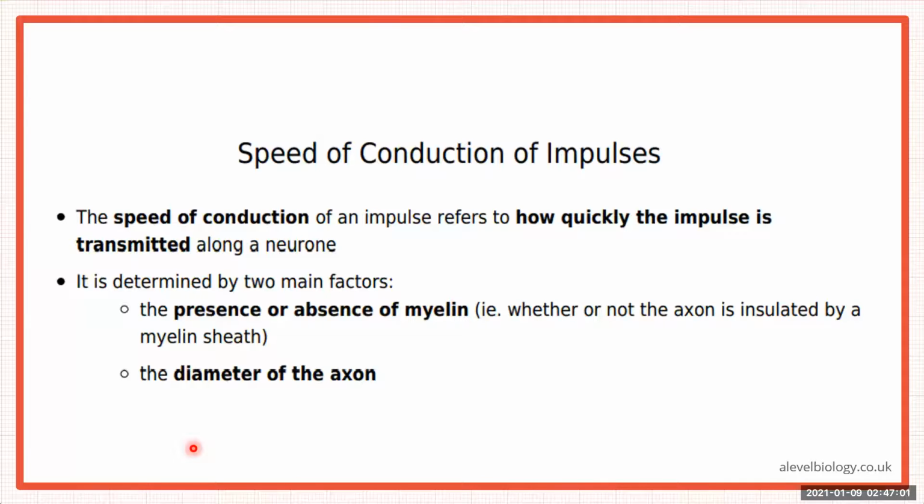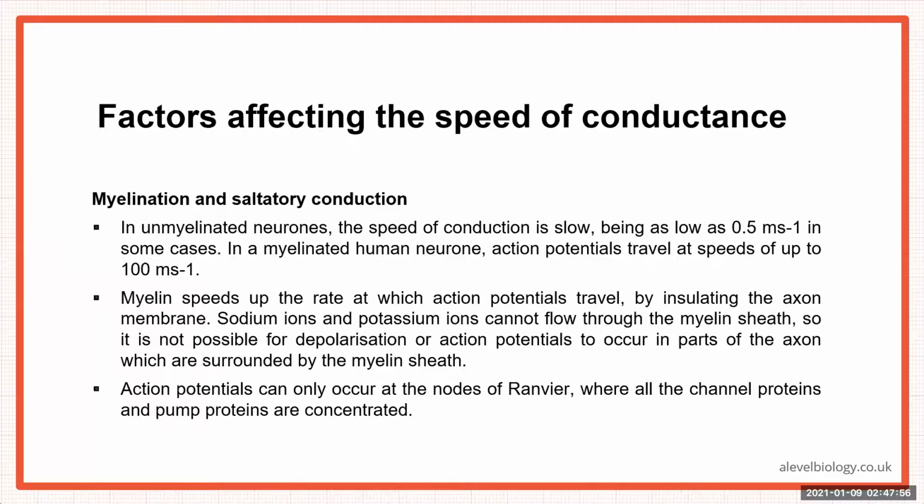Okay then, the speed of conduction of impulses refers to how quickly the impulse is transmitted along a neuron. This speed is determined by two main factors. The first is the presence or absence of myelin, because it depends on whether the axon is insulated by a myelin sheath or not. And second is the diameter of the axon. Temperature is another factor, but the two main factors are the presence or absence of myelin and the diameter of the axon.